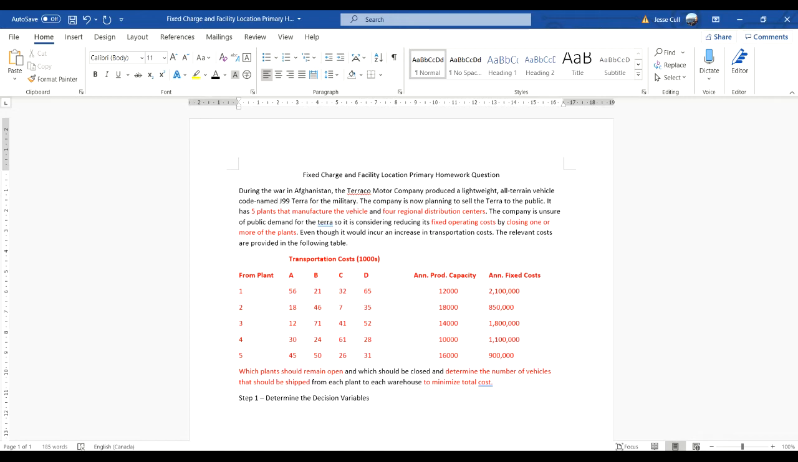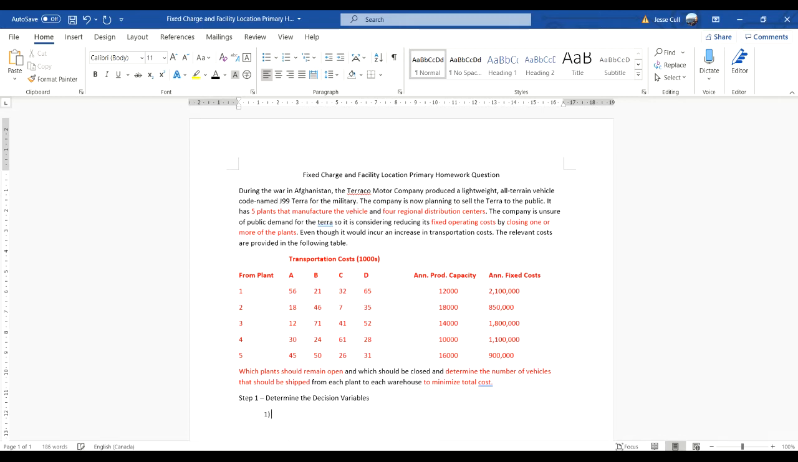Are we deciding which factories? Are we deciding which routes? Are we deciding how much to produce? Are we deciding how much to ship? Are we deciding how much money to spend? There are a lot of possibilities. So what we have to do is look at the question very clearly. So determine the decision variables.